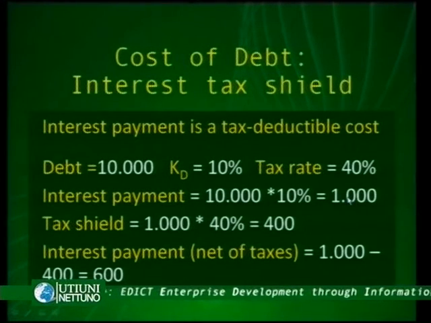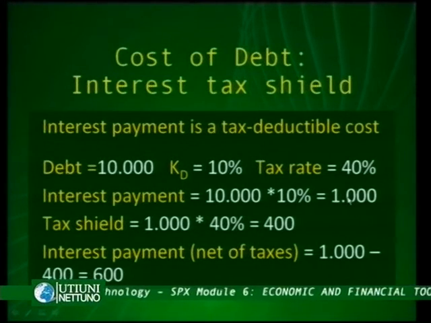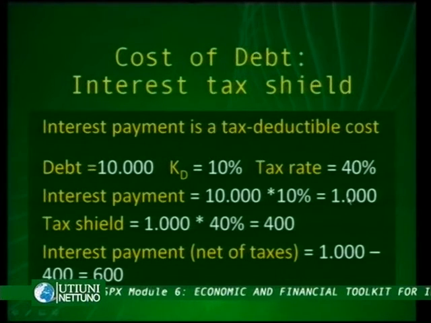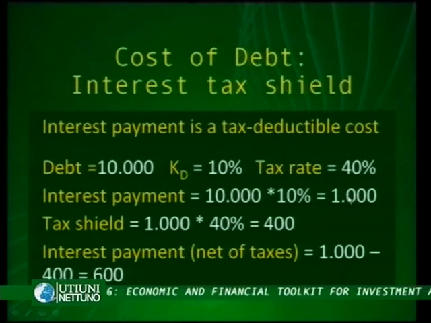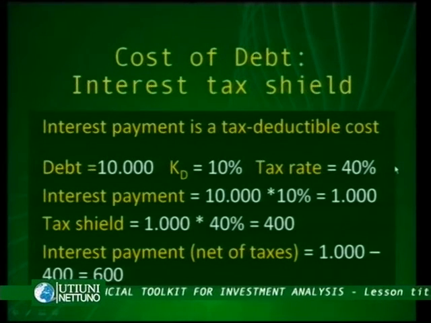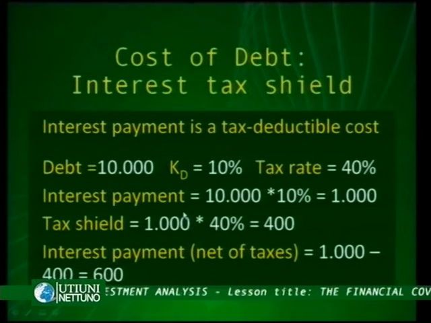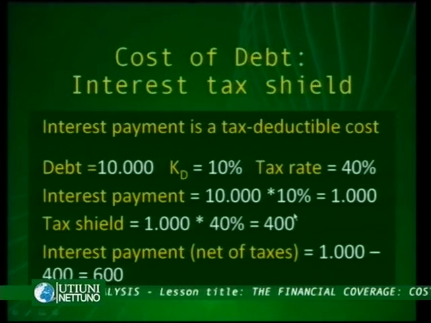However, when we pay 1,000 in interest, we'll have a tax saving because this 1,000 of interest payment is tax deductible. So this 1,000 will reduce our pre-tax income, and therefore we will pay 40% less in taxes than what we would have paid without the interest. So the tax shield generated by the interest payment is equal to the tax rate, that is 40%, multiplied by the interest payment, that is 1,000. So the tax shield is 400.